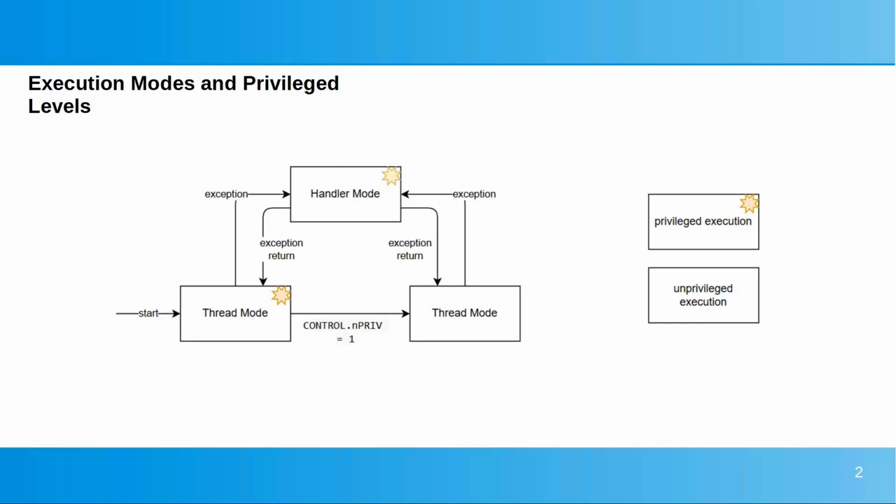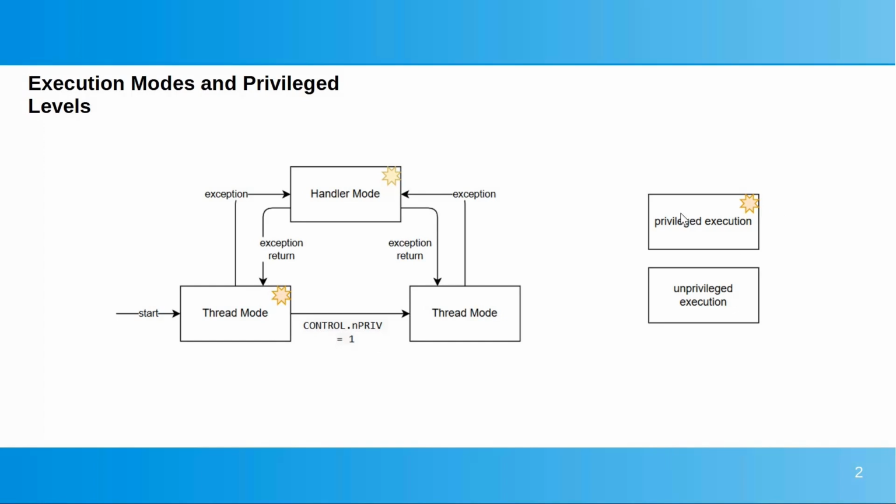To set our thread mode to run on privileged or unprivileged, we need to access this CPU special register, the control register. And to be more precise, we need to access the Unpriv bit, which is bit number 0 of our control register. If it is set to 1, then the CPU will run on thread mode unprivileged execution level. If it is cleared, then the CPU will run on thread mode privileged execution level.